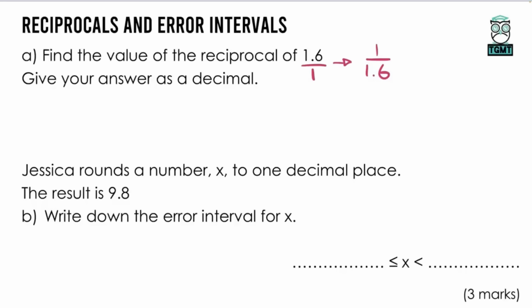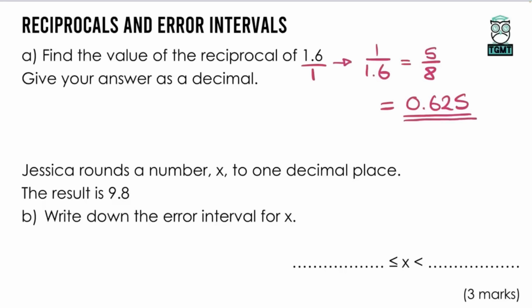Now we can't leave that as a decimal within a fraction, and it does say to give your answer as a decimal. So if we just type that into a calculator, you can type it in as a fraction, or 1 divided by 1.6. It comes out, and on my calculator, it turns it into 5 over 8. I'll use my conversion button, and that turns it into 0.625. And there we go, that is our reciprocal of 1.6.